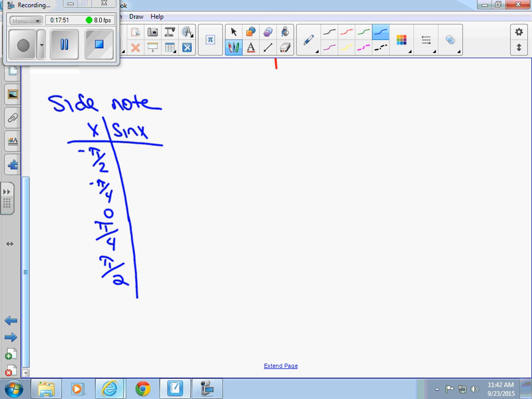I can find all of these on my unit circle. What is the sine of negative pi over 2? What is the sine of negative pi over 4? Negative root 2 over 2. Sine of 0? 0. Sine of pi over 4? And sine of pi over 2.